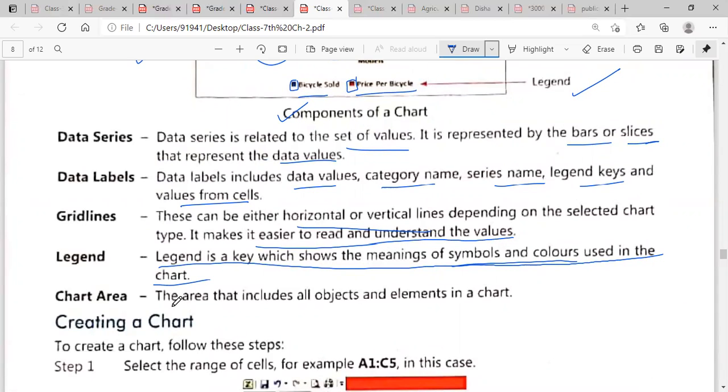Now next is chart area. It is the area that includes all the objects and elements in a chart. The chart area is where we can draw a chart.